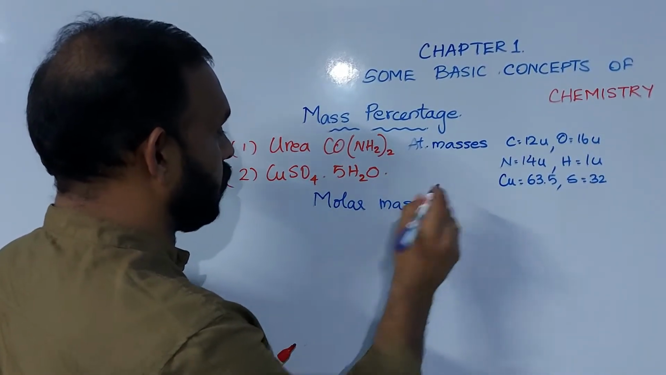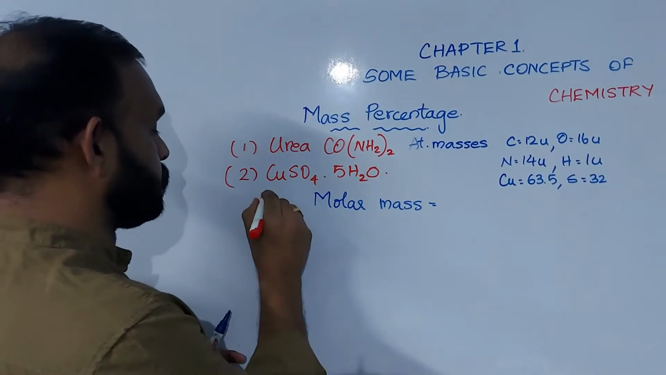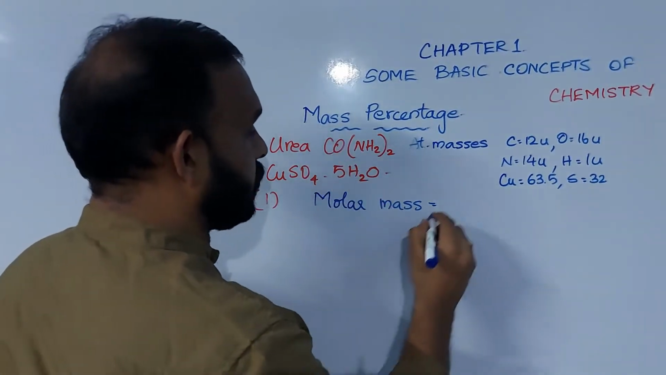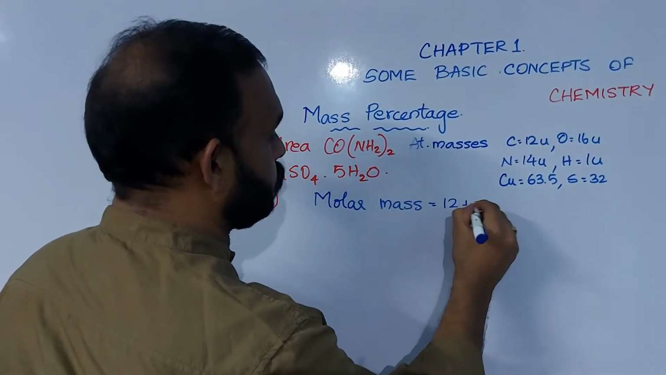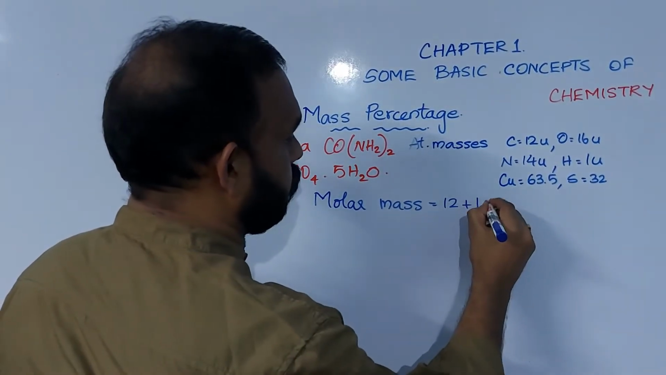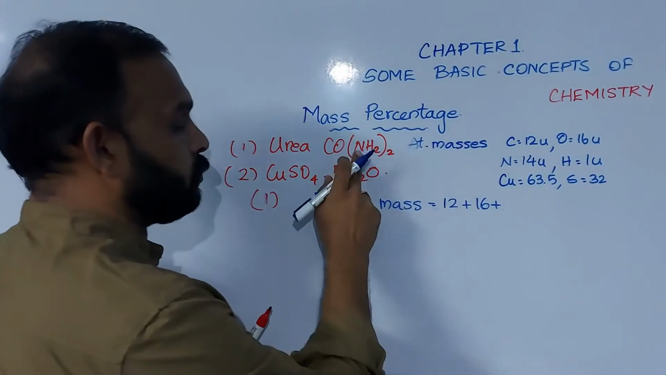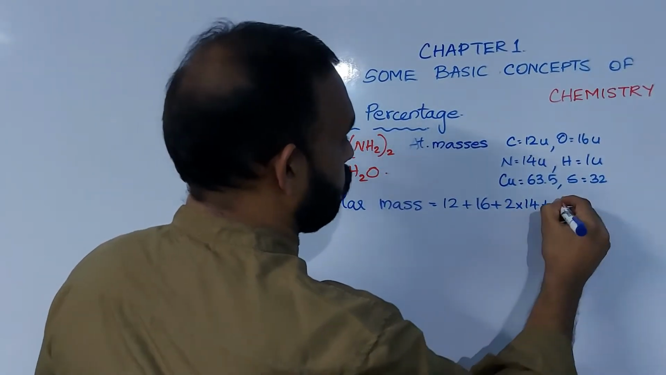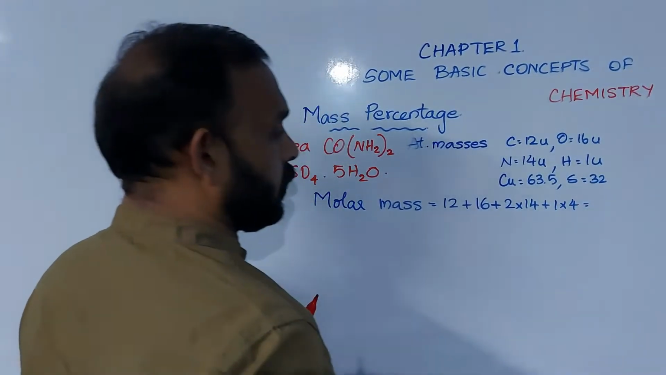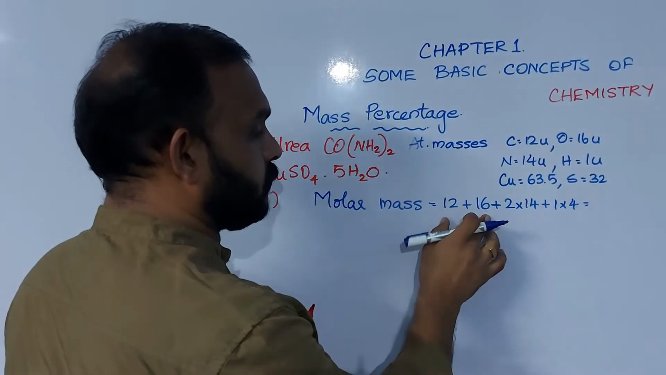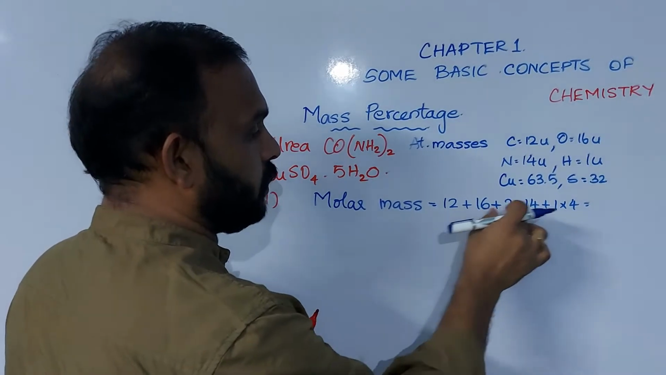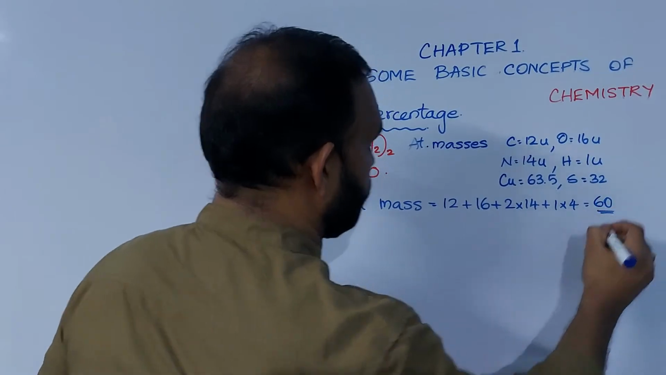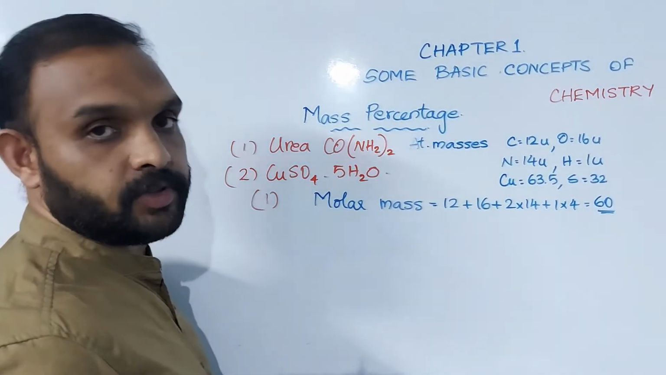Now we know that we have to first of all find out the molar mass of the compound. So molar mass is equal to, we are doing the first question. How many carbon atoms are there? 1. So 12 plus oxygen is 1, 16 plus 2 nitrogen atoms, so it will be 2 into 14 plus 1 into 4. So total how much will it come? 12 plus 16 we have 28, 28 plus 28, 56 plus 4, 60. So you will get the molar mass as 60.